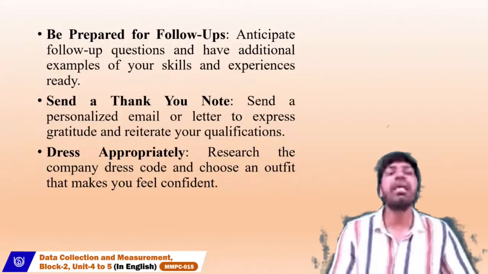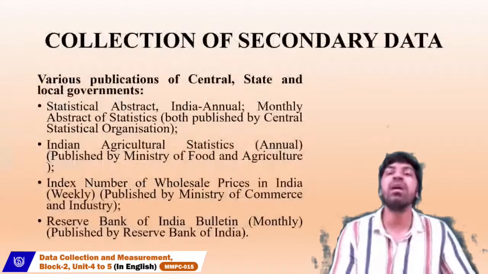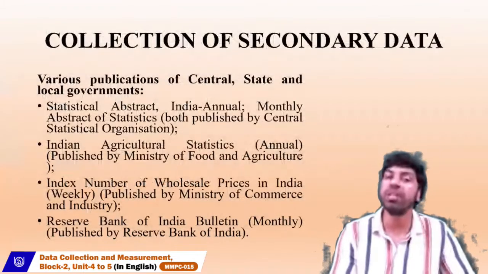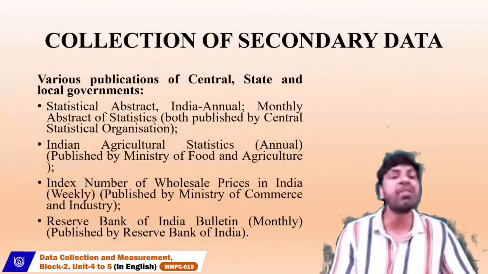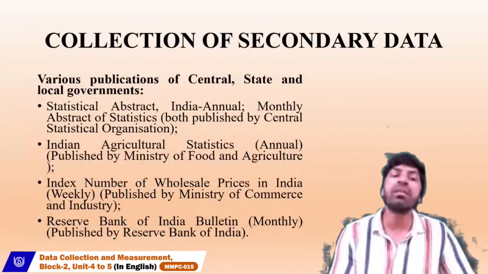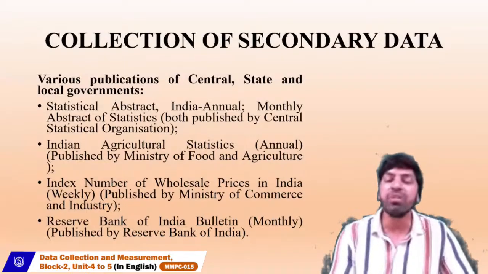Now we can come to the collection of sources of secondary data. There are various publications of central, state, and local governments, like the Statistical Abstract, the Monthly Abstract of Statistics, which is published by the Central Statistical Organization, and Indian Agricultural Statistics on an annual basis.